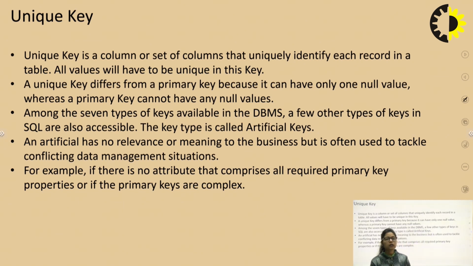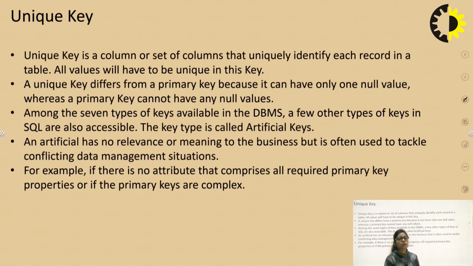A unique key differs from a primary key, as it can have only one null value, whereas a primary key cannot have any null value. Primary key can never be null, but unique key can have only one null value.